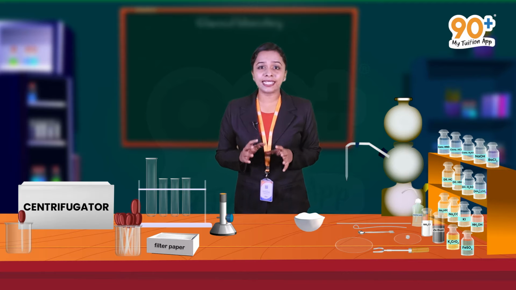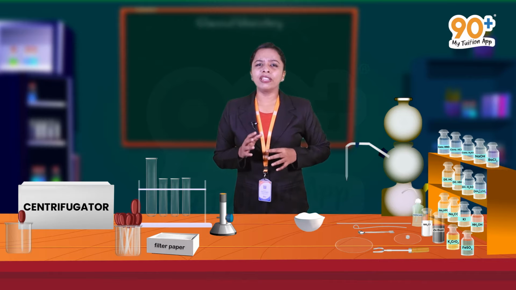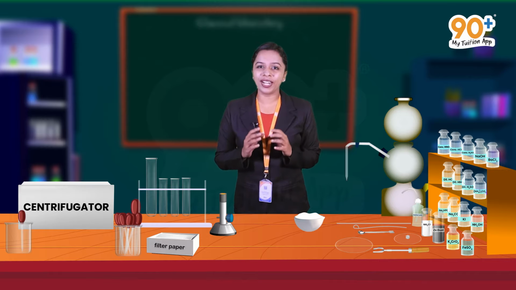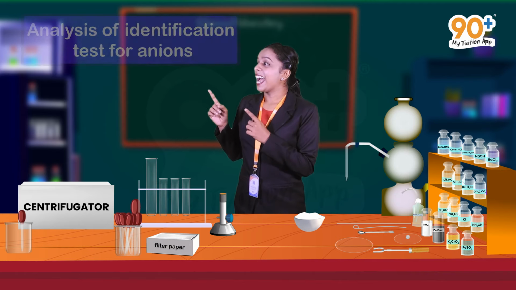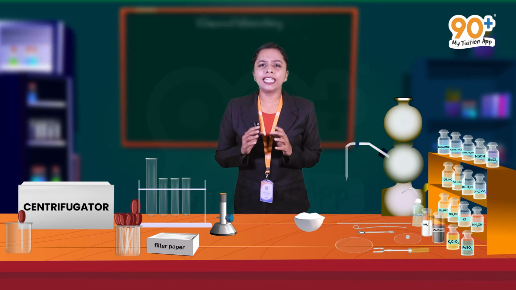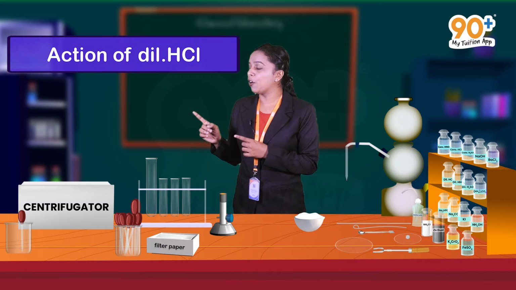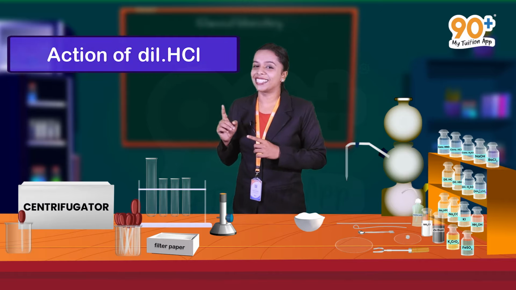After preliminary examination, let's find out the acidic radical, that is anion, present in the given salt. For this, we will conduct the identification test for anions. That is analysis of identification test for anions. In this section, we will conduct 5 tests. From these 5 identification tests, we can identify the anion present in the salt. So the first identification test is action of dilute hydrochloric acid.